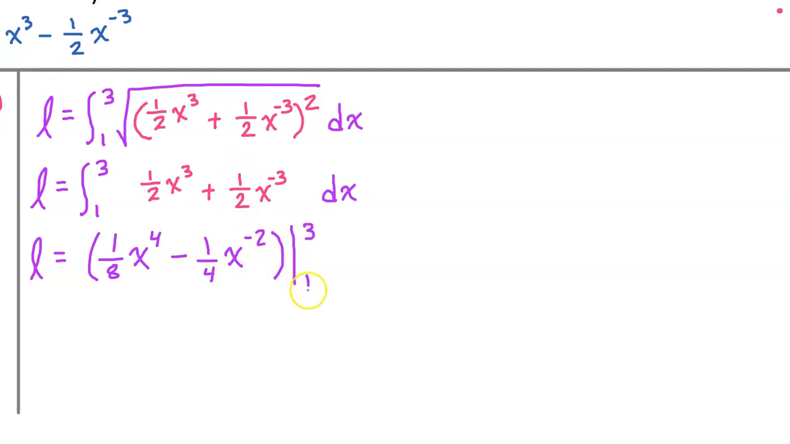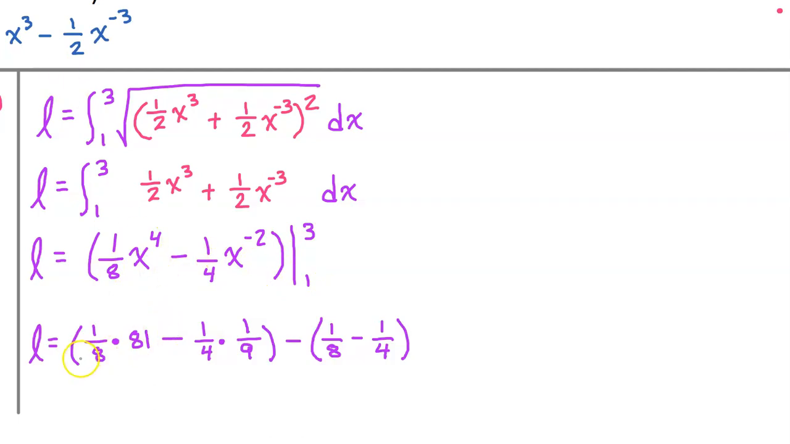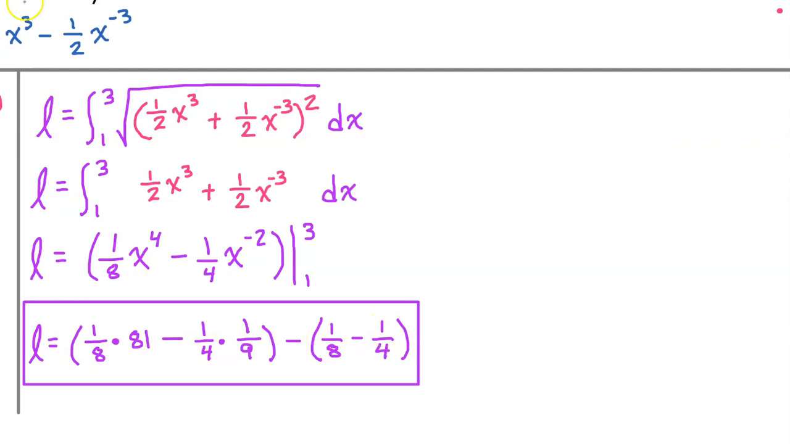Now we apply the limits of integration from 1 to 3, so we need to find the value at 3 minus the value at 1. So here's the value at 3 minus the value at 1. For a free response question, I would recommend leaving your answer like this, no need to simplify. But let's keep going to see what the answer would look like for a multiple choice question.